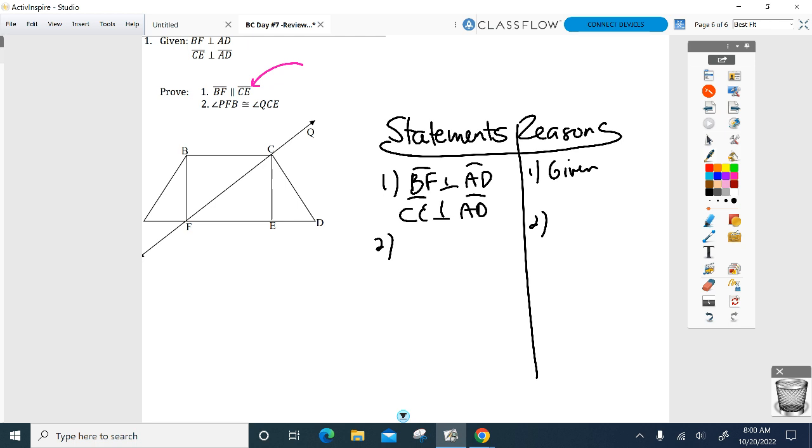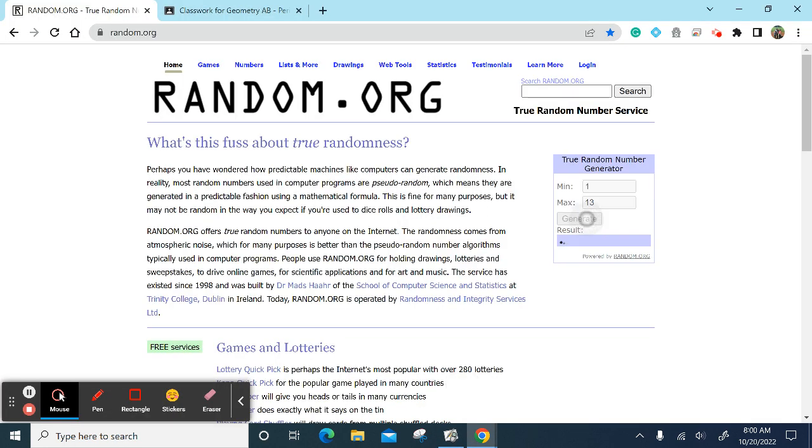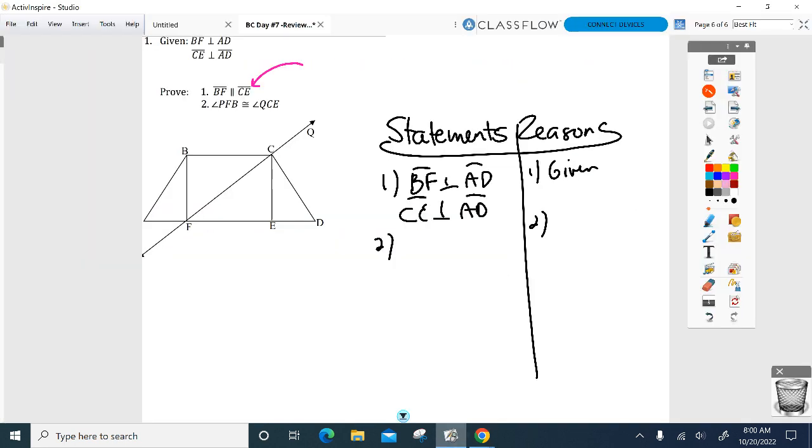One has to be on BF, the other has to be on CE, and both of them have to share the same transversal. What do you got? Got a pair of angles for me? BFE and CED. I like it.